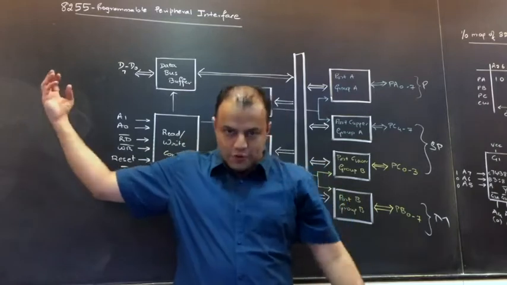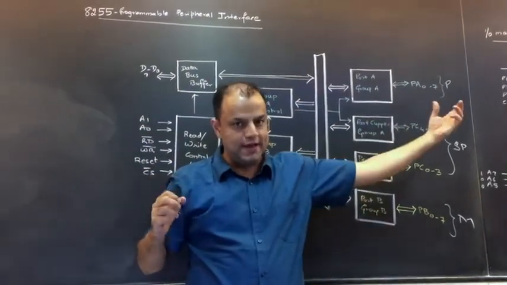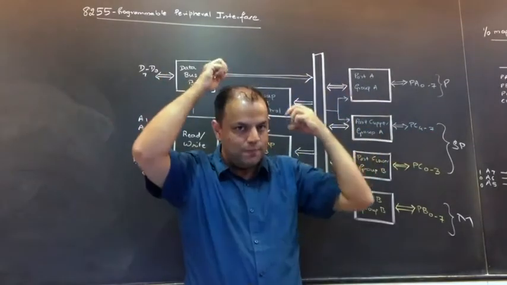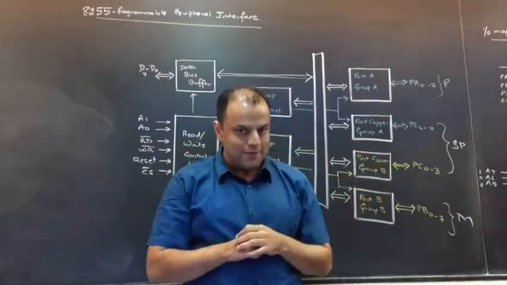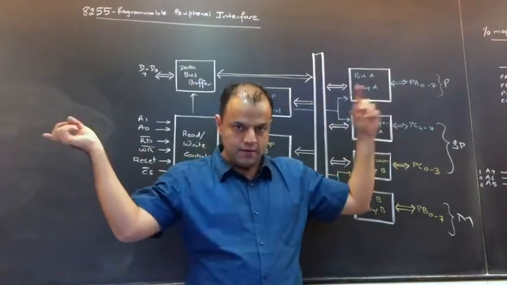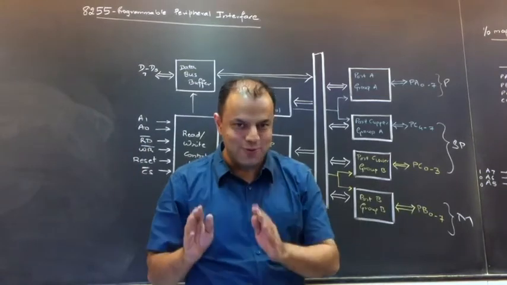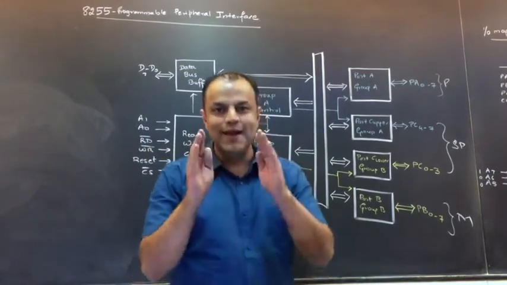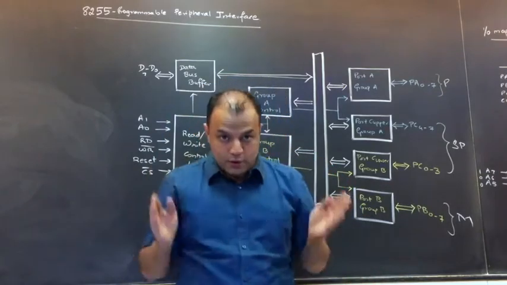So, when you send data to port A, it should go to port A. When you send data to port B, it should go to port B. And same goes with port C. That means port A, port B, and port C must have their own unique address. Please tell me, did you understand this?